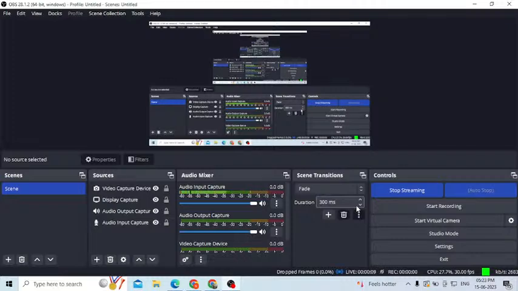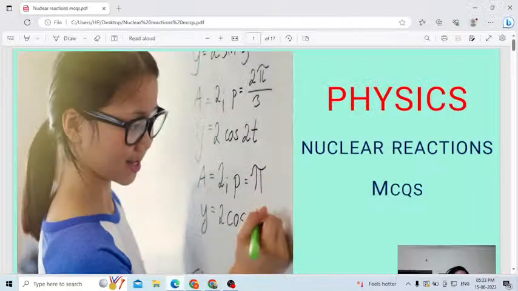In this class, I am going to discuss a few MCQ questions based on the topic nuclear reactions. Already, I explained the theory part in detail about nuclear reactions. This is the class where we are going to discuss MCQ questions.